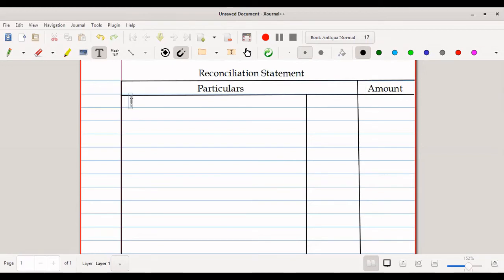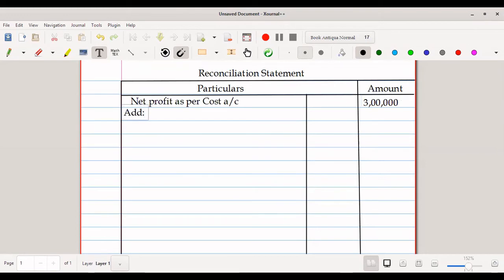What is given in the problem is net profit as per cost account. So what is the amount? Rupees 3 lakh. So for this we have to add.